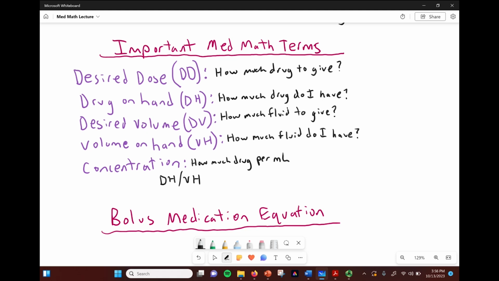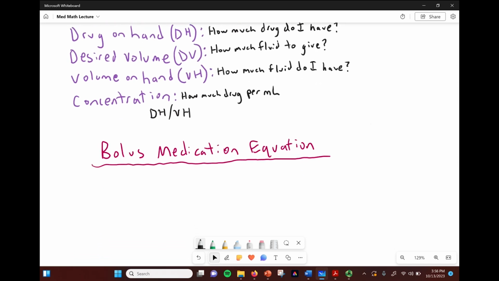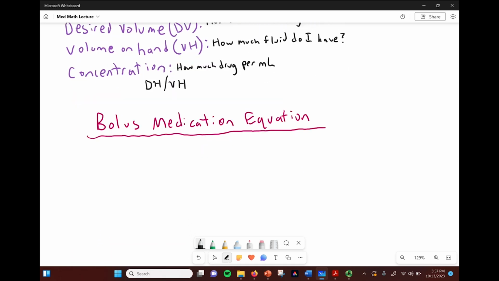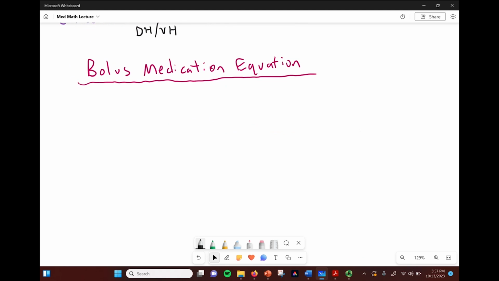So we're going to see how this works. I have some examples that we're going to do in a few minutes, but I'm just going to look at my vial, see how much medication, how much drug is in that vial, and divide that by how many milliliters there are. And that's how I get my concentration. And then I can use that to administer the correct dose. So those are important terms.